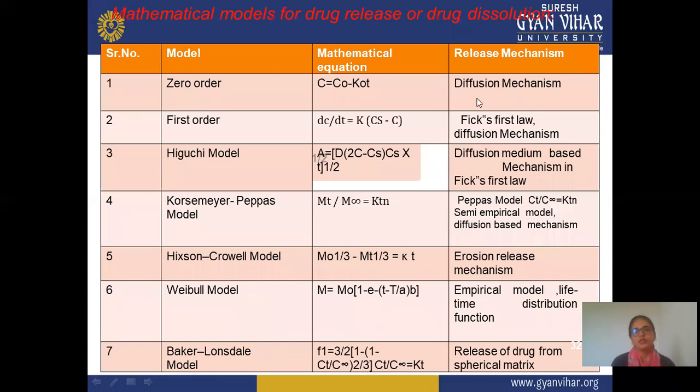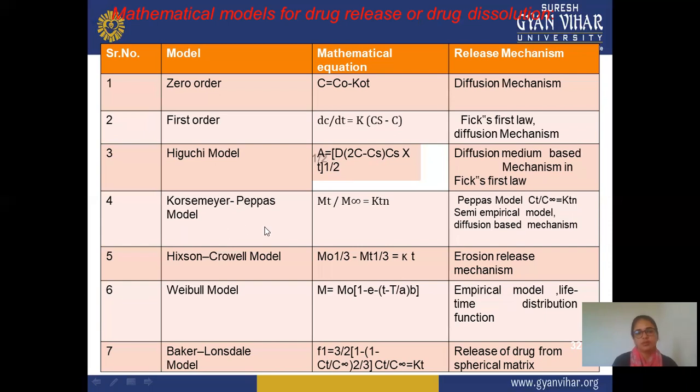Now the mathematical models for drug release and dissolution. You can see a summary of all the models, not 10 but 7 models of dissolution. First is the zero order model, with equation C = C0 + K0t, and the release mechanism is diffusion. In first order, dC/dt = K(Cs − C), so it is Fickian diffusion. In the third model, the Higuchi model, the equation is A = [D(2C − Cs)Cs t]^(1/2), and it is diffusion medium based, following Fick's first law.